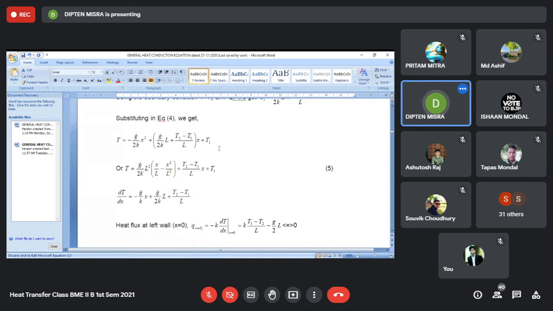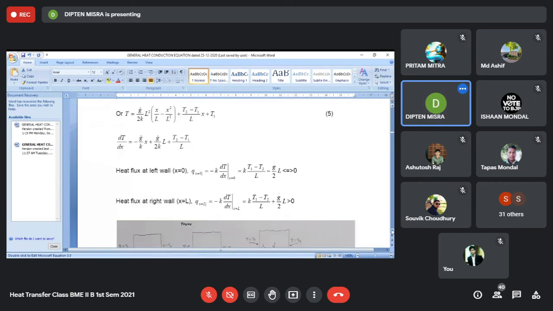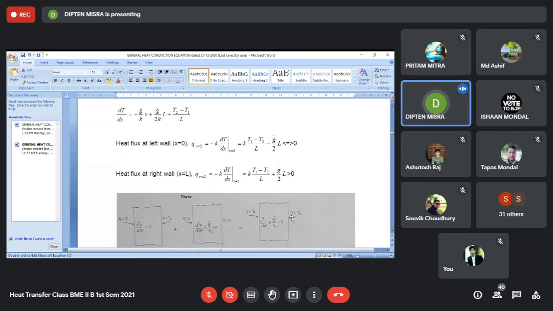So what we can do, we can write it like this, that (T minus T2) divided by (T1 minus T2) as the equation, and then we can rewrite that equation in that way. We can see what happens. Now if we take that case, what is the heat flux in that case? When there is no heat generation, the heat flux on the left hand wall will be equal to simply K into (T1 minus T2) by L, because this term is absent because there is no heat generation. Heat flux on the right hand side wall will be equal to K into (T1 minus T2) by L.